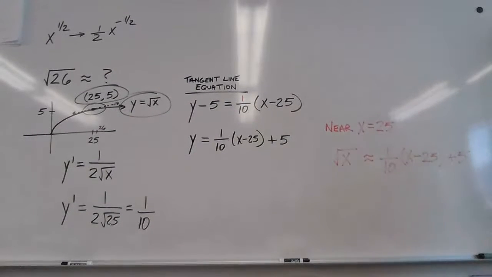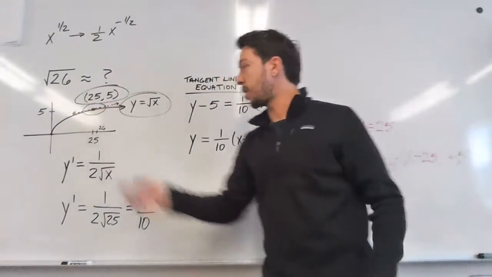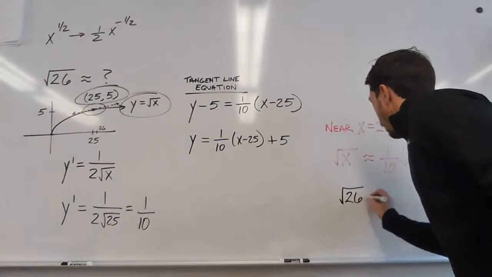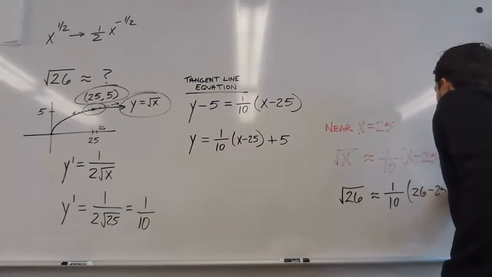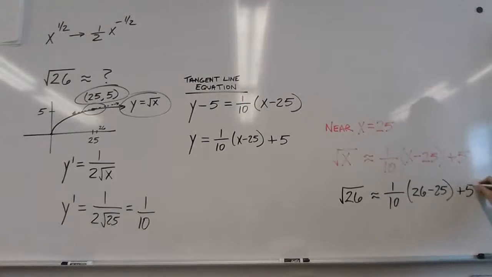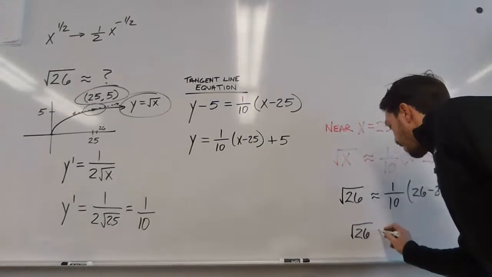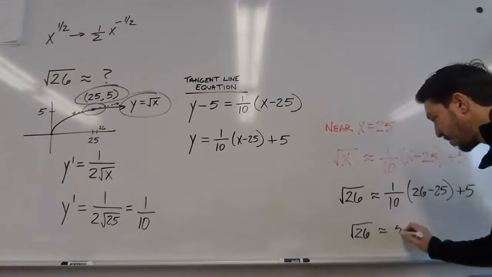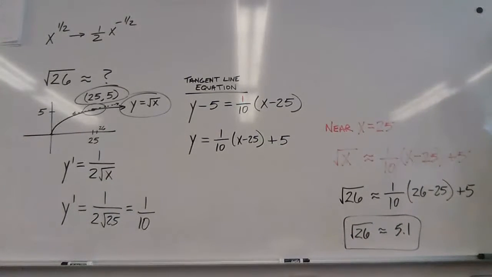Okay, so now what you would say then is, well, if this is true, if we can see that it's true based on the picture, the tangent line is very, very close to the curve, then I can say that the square root of 26 can be approximated by 1/10 times (26 minus 25) plus 5. And here's where you get kind of an underwhelming answer. Yes, it is. Because 1/10 of 1 is 0.1. So you're kind of like, okay, well, that's kind of what our common sense told us at the beginning, right?